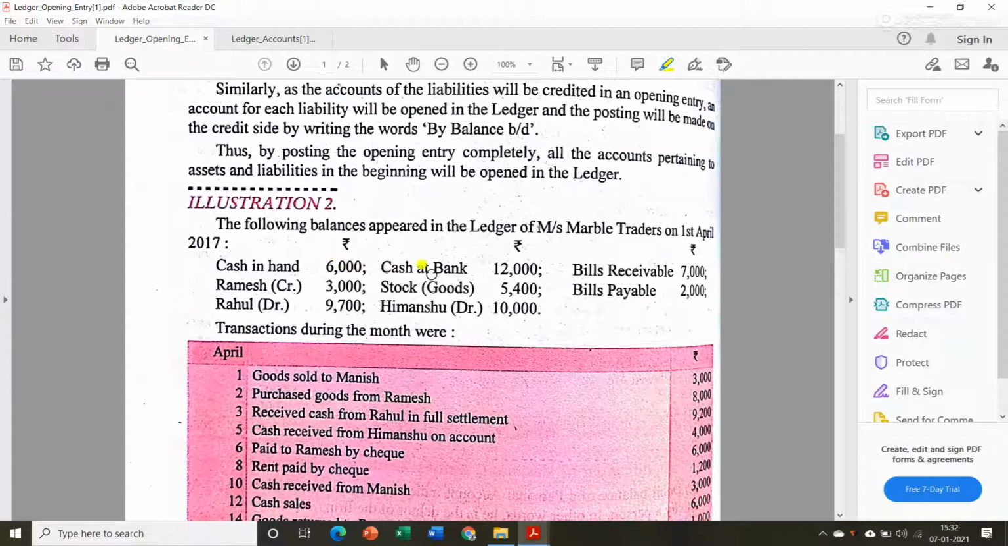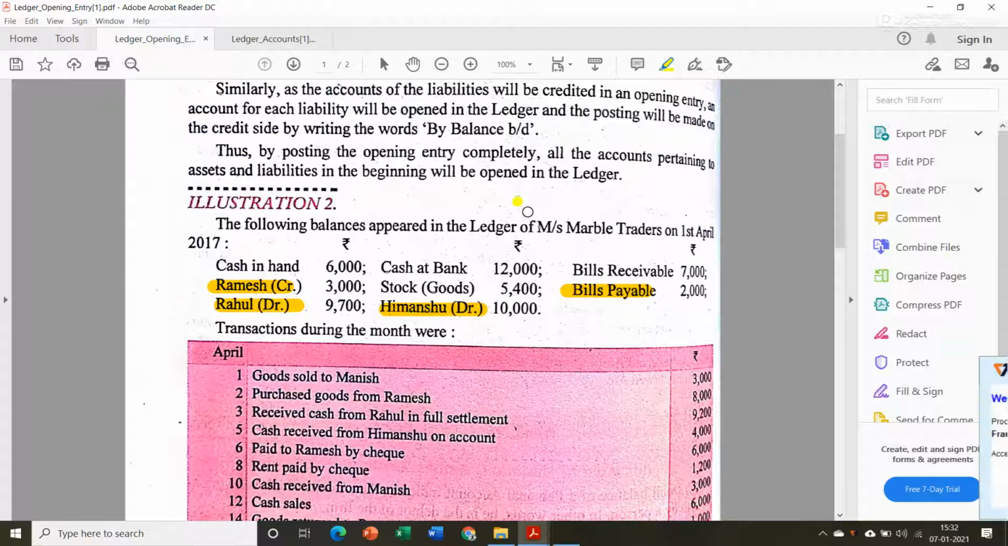Okay, we have cash in hand, cash at bank, bills receivable, then Ramesh credit is nothing but liability, then stock and goods means assets. You have to think clearly which one will be asset and which one will be liability. So bills payable is liability, then Rahul debit will be assets and Himanshu debit will be assets.